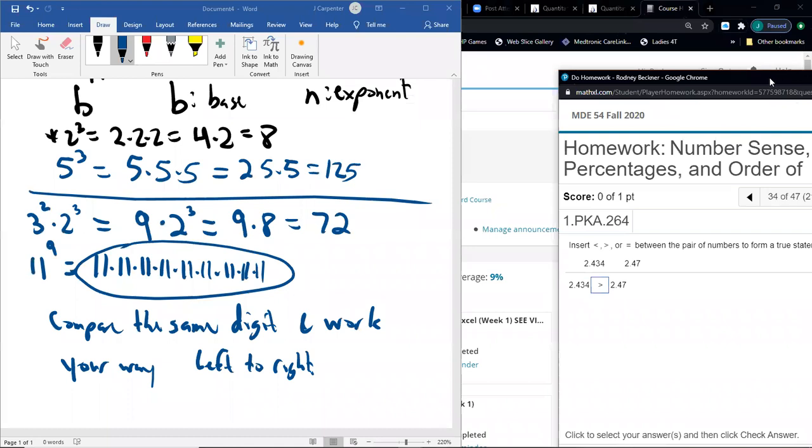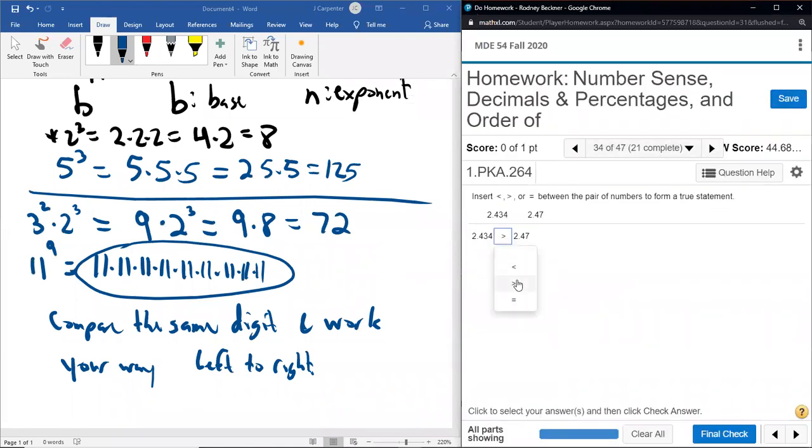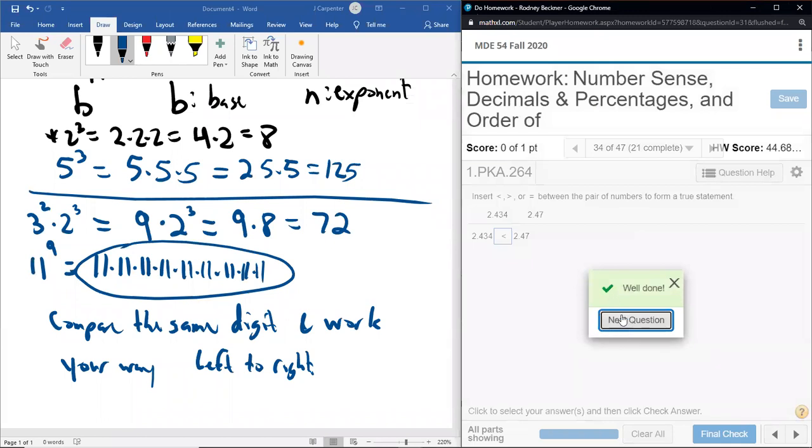Let's put that back on the side. And let's switch this to the less than symbol. Final check, so hopefully it's right. Yes, it is. Remember, if you get a question wrong through all of your checks, you can hit similar example after, or when this little wrong menu would pop up.